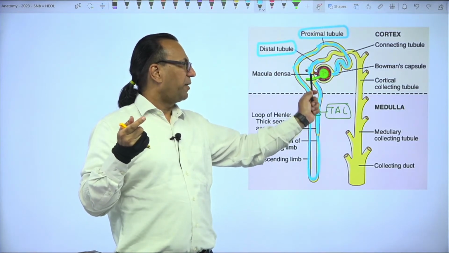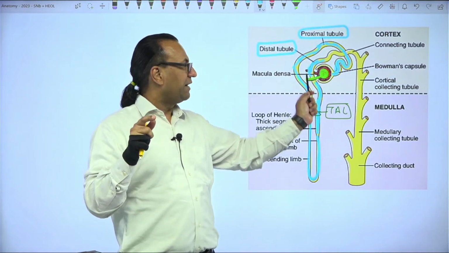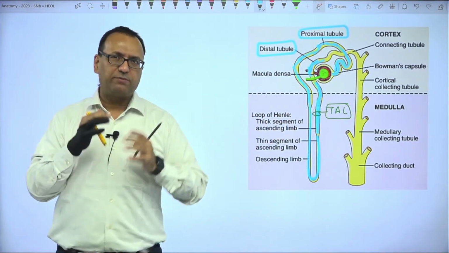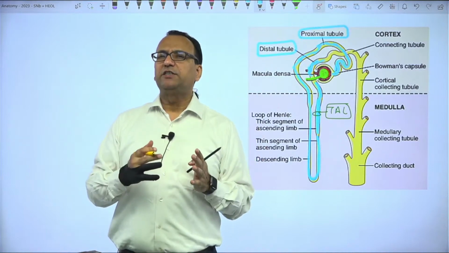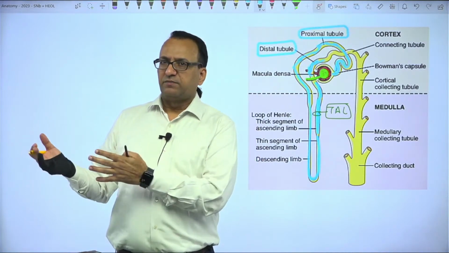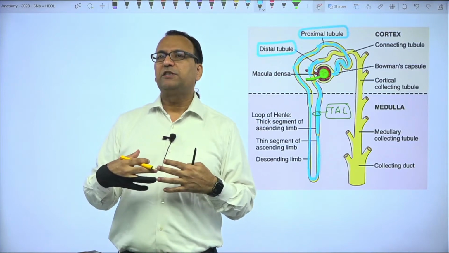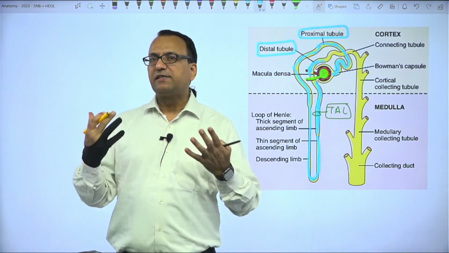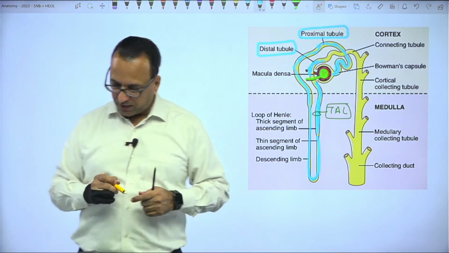And the purpose of bringing DCT, afferent arteriole, and this glomerulus close to each other is they have the renin, angiotensin, aldosterone system. You know, if there is less blood pressure, then increase it, or if there is less GFR, increase it, or vice versa, for that purpose.